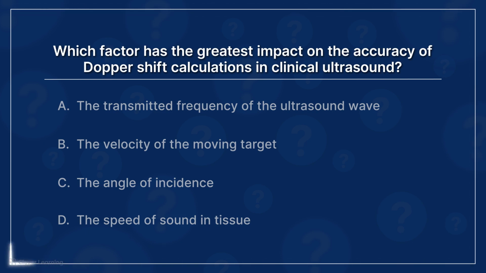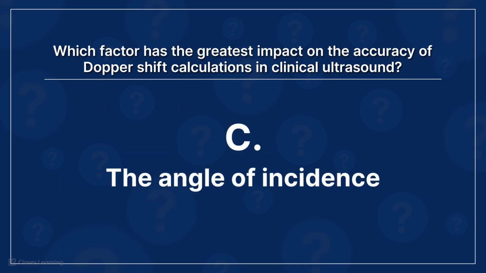The correct answer is C. The angle of incidence. The angle of incidence directly affects the Doppler shift calculation because the cosine function influences the measured velocity. Errors increase significantly as the angle increases above 60 degrees, making angle correction essential for accurate velocity estimation.